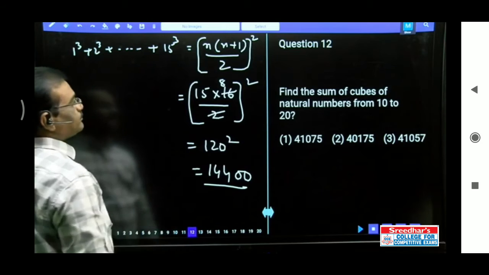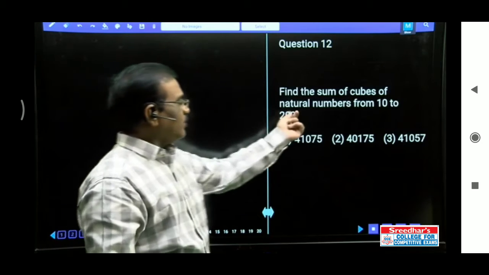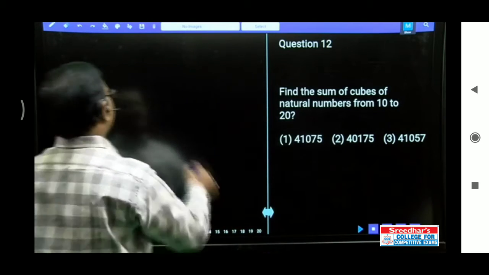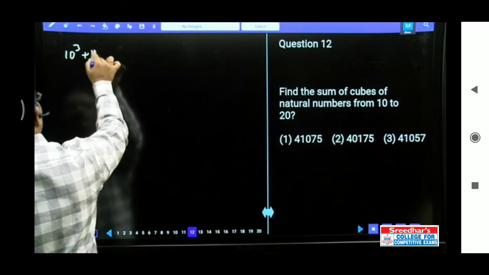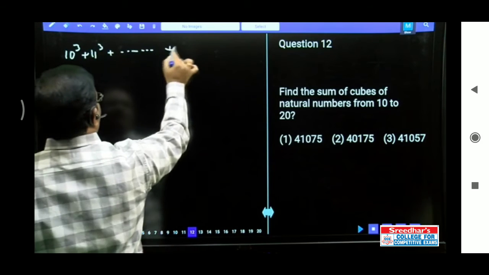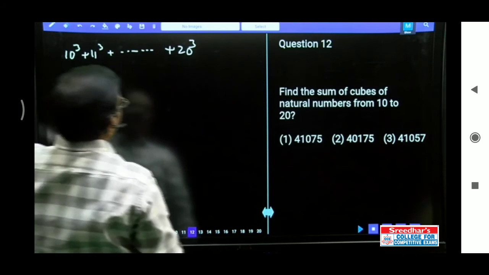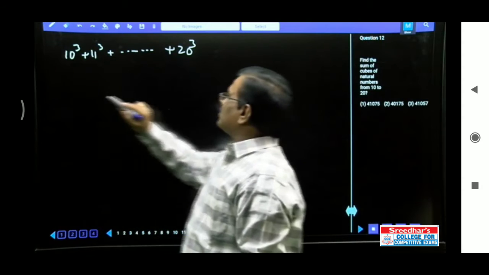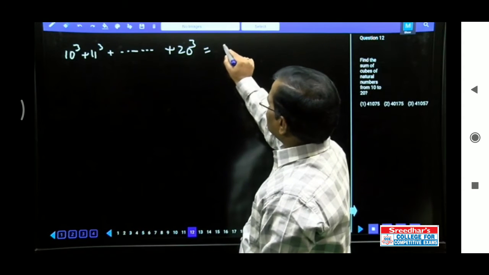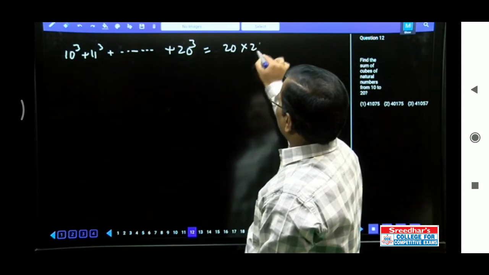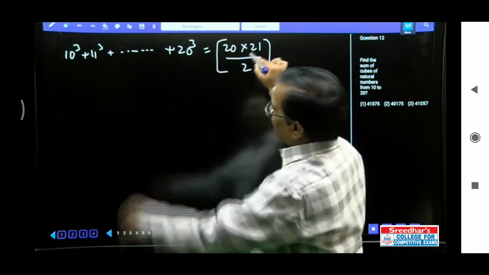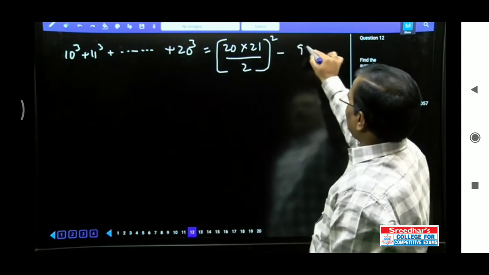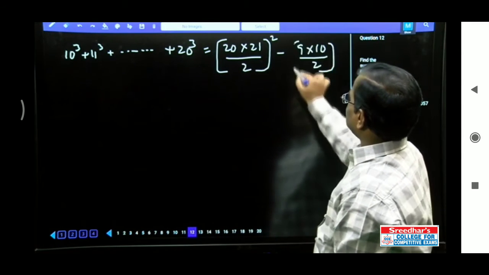Next 12th one: find the sum of the cubes of natural numbers from 10 to 20 అంటున్నాడు, 10 cube, 11 cube up to 20 cube. అంటే ఇప్పుడు 1 to 20 cube లోంచి మనం 1 to 9 cube, మనకి 10 నుంచి కావాలి, 9 cube తీసేయాలి. అంటే ఇప్పుడు మనం ముందు 20 సబ్స్టిట్యూట్ చేస్తే n into n plus 1 by 2 whole square, మనకి 10 నుంచి కావాలి, 9 వరకు అక్కర్లేదు కాబట్టి 9 సబ్స్టిట్యూట్ చేయాలి, 9 into 9 plus 1, n into n plus 1 by 2 whole square, ఇది సబ్ట్రాక్ట్ చేయాలి.